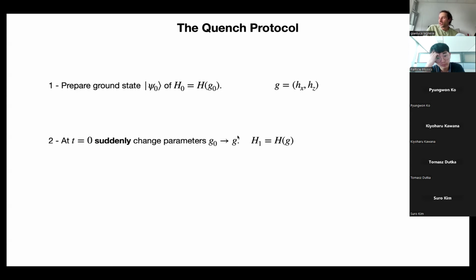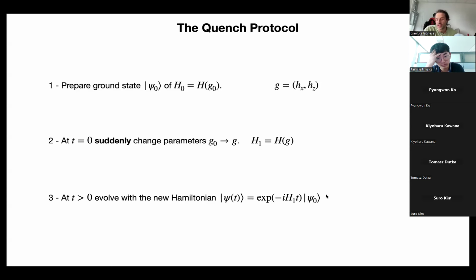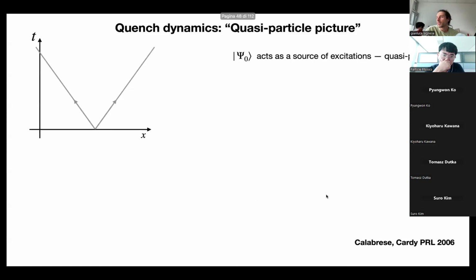Then, when you change the parameters, you get a new Hamiltonian, and you evolve your system from the initial state. So the ground state of the previous Hamiltonian is evolved with the new Hamiltonian. This is essentially the quench protocol, which is idealized but, as I said, also to some extent practical. It is somehow the standard protocol to drive your system out of equilibrium.